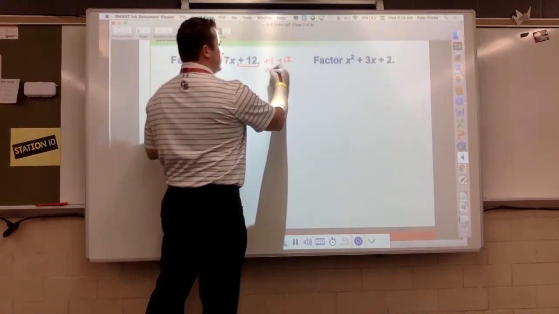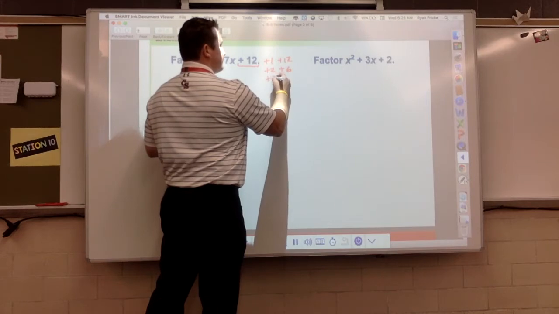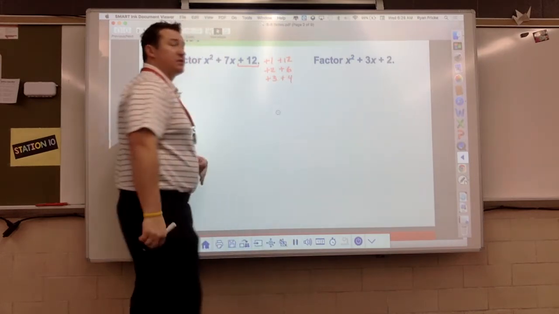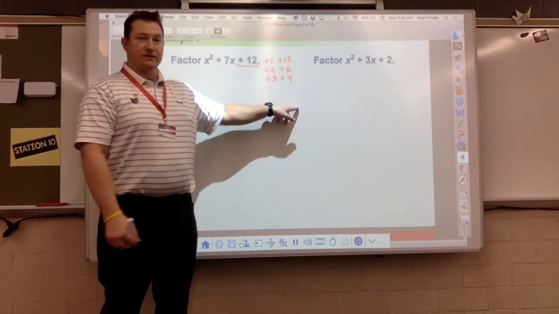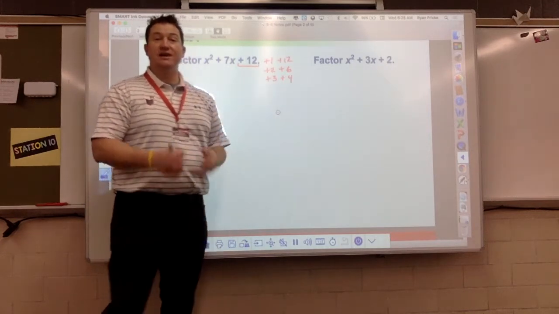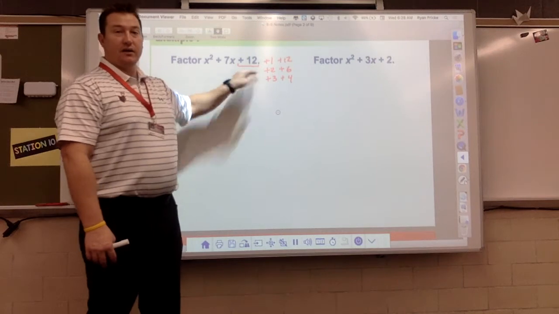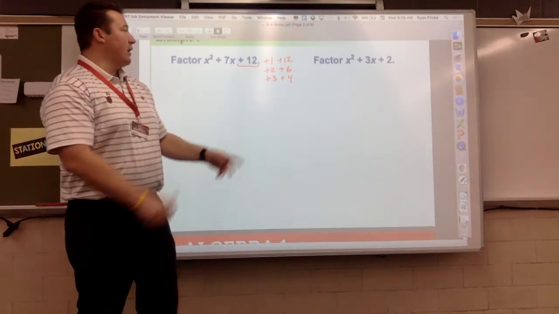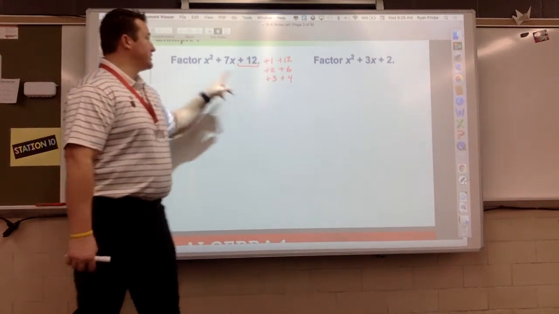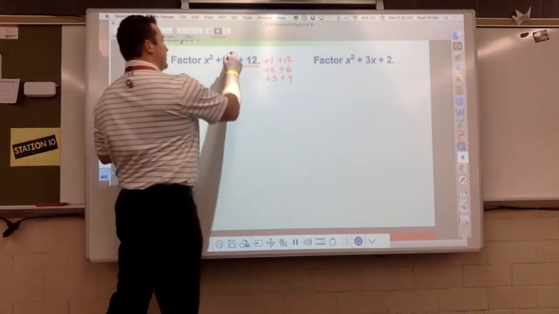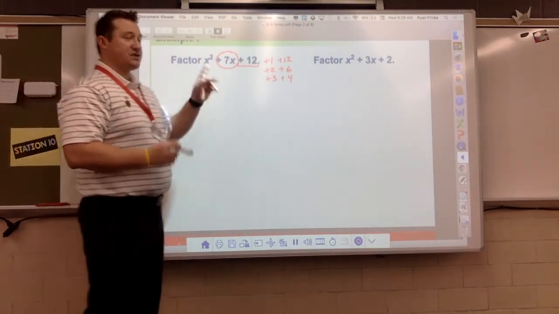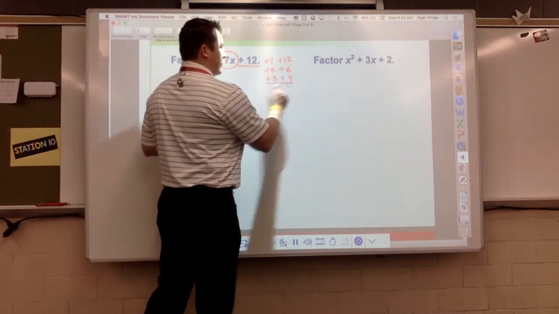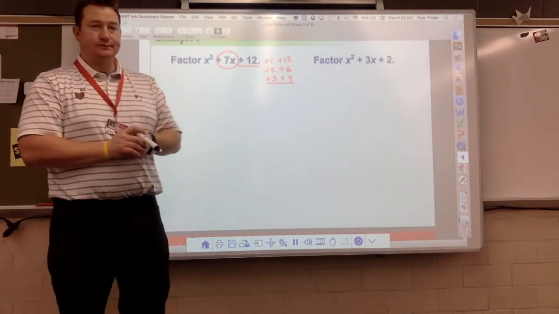So 1 and 12, 2 and 6, 3 and 4. That's really it. I could write negative 1, negative 12, negative 2, negative 6, negative 3, negative 4, because those indeed multiply to give me 12. Now, I want to look for which pair of these will add up to positive 7. That's why I wrote the signs with them. And it's this pair right here, 3 and 4.